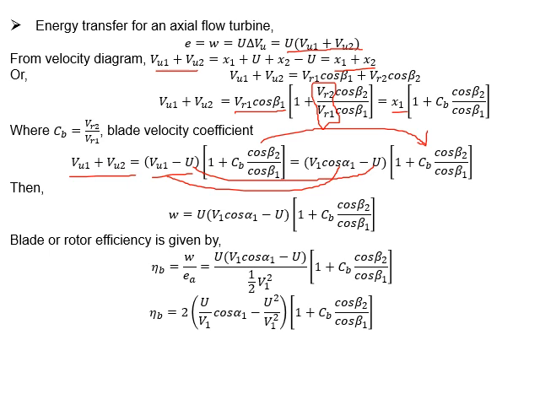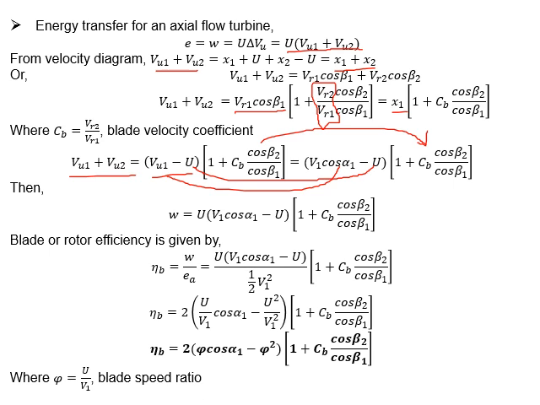Here U by V1 is called the speed ratio, phi. Substitute phi instead of U by V1. In a similar manner, U square by V1 square is phi square. After substituting the speed ratio terms in place of U by V1, the blade efficiency is equal to 2 phi cos alpha 1 minus phi square, into 1 plus CB cos beta 2 by cos beta 1. So it is proved that the blade efficiency is equal to 2 phi cos alpha 1 minus phi square, into 1 plus CB cos beta 2 by cos beta 1, where phi is equal to U by V1, the blade speed ratio.